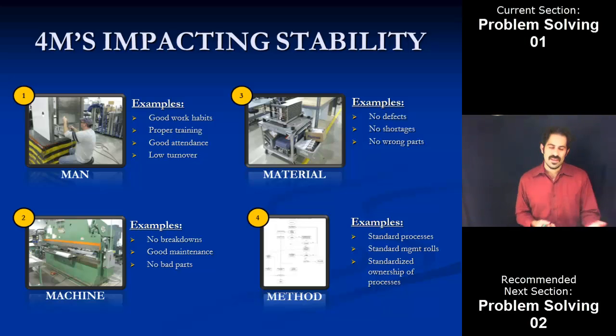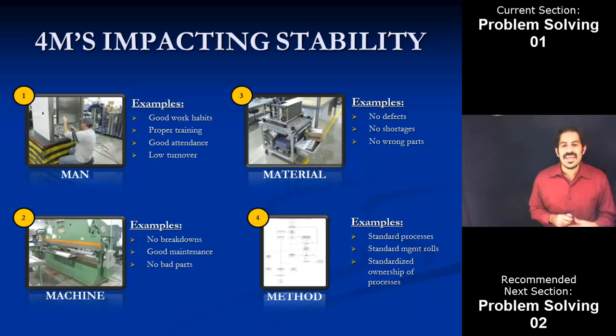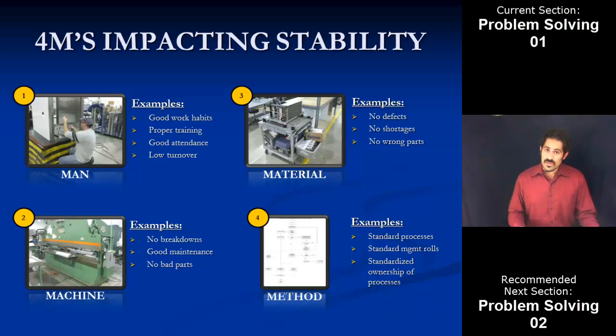The machine, obviously that one's a little bit straightforward as well. We don't want our equipment to break down, we want it to run right, we want it to make good parts. With the material, obviously we don't want shortages, we want to make sure we use the right parts when we're building, or we get the right material and information when we're working in our processes. And then the last one, method, is also important, and that's any of the procedures and processes, the way we go about doing what we do.